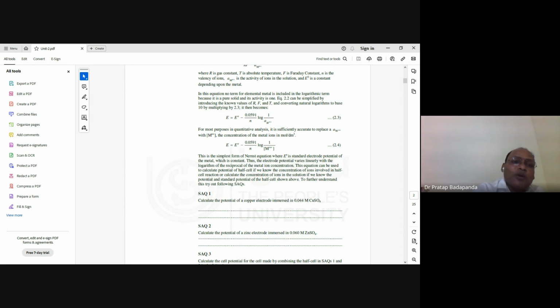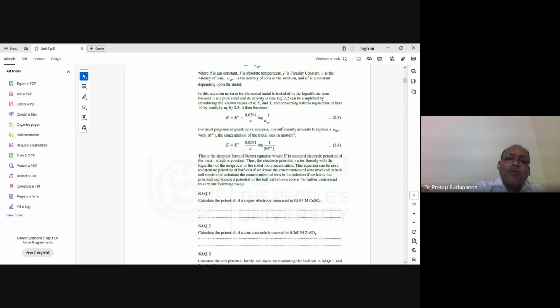So what is the formula? E cell is equal to E naught cell minus 0.0591 divided by n log 1 by reduction. As it is given, copper is accepting electrons, so that means it will go on the reduction half.